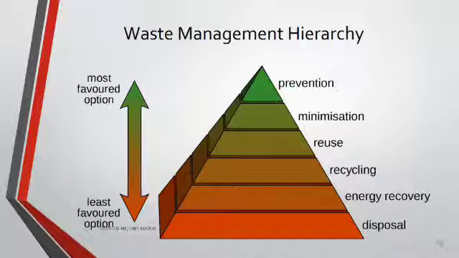Okay, the waste management hierarchy. Prevention is the most favorable option. The resources should be prevented from becoming waste. Then next one is minimize. The third one is reuse. Then the fourth one is recycle. Fifth one is energy recovery. Last one is disposal. This is the waste management hierarchy.